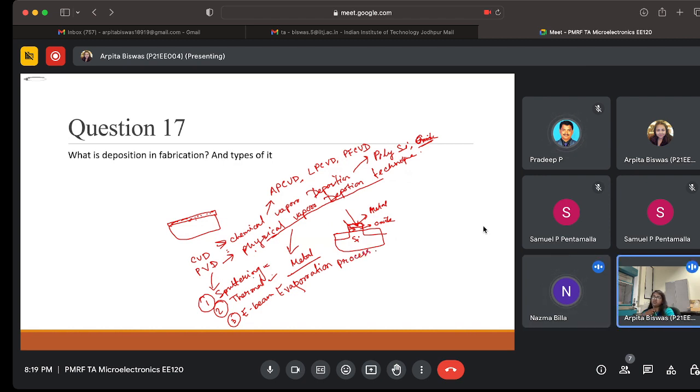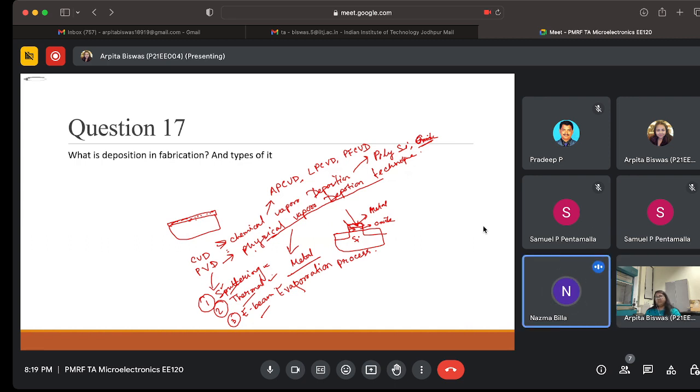From the definition of thermal and e-beam, can anyone explain a little bit what it is, how it helps the deposition, how you would deposit? Any idea, a little bit? These three, sputtering, thermal evaporation and e-beam, are the PVD techniques, physical vapor deposition.